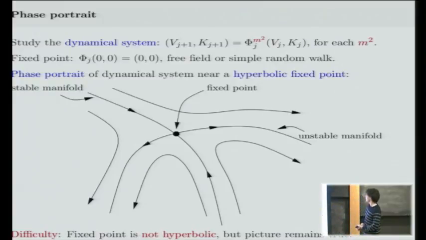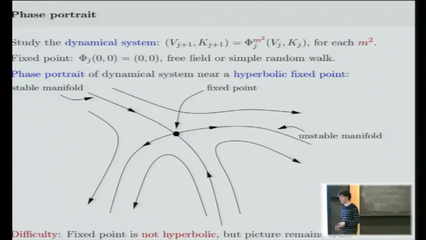Now, in this case, this dynamical system is not hyperbolic. It has, in fact, two directions that are marginal, that are neither contracting nor expanding. One is the field strength, and the other one is the g to the 4 coupling. And in this case, it turns out that this picture remains true, more or less, but it's much more subtle.